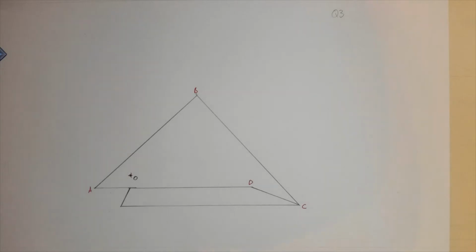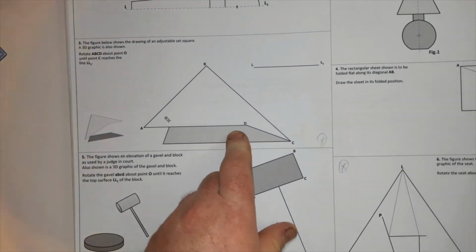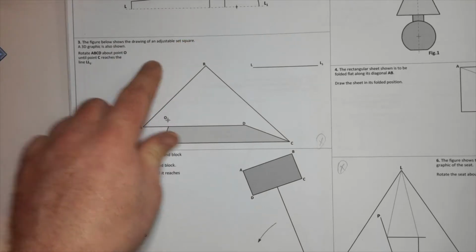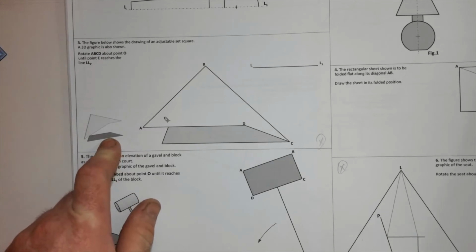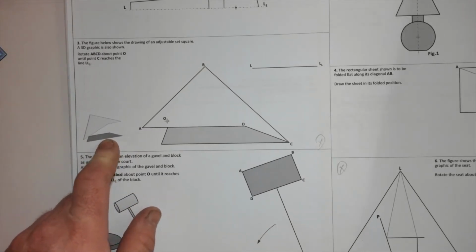So what this is actually is an image of a sliding set square, or an adjustable set square here. The figure below shows the drawing of an adjustable set square. The 3D graphic is also shown, even though it doesn't look like 3D, there's no depth.